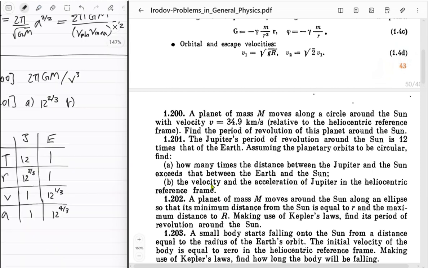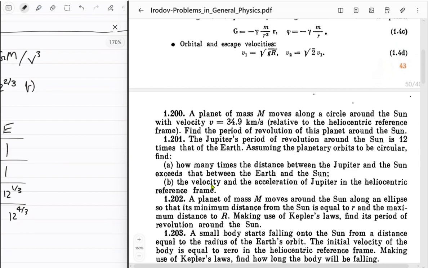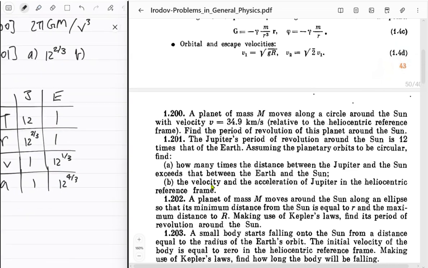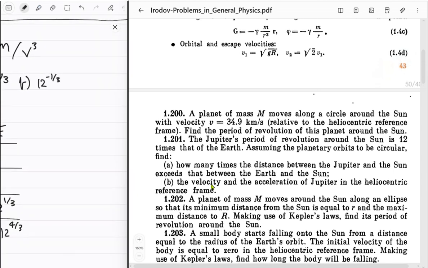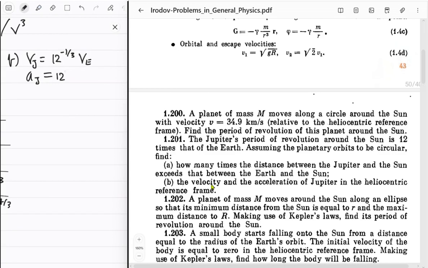So you've got the velocity, no big deal. Oh, okay, this is going to be a bit of a thing, because you've got 1 upon 12 to the power 1/3 times the velocity of Earth, and we don't know what that is. Does that even matter? They didn't give us any values, so we won't give them any values. So it's 12 to the power negative 1/3 times the velocity of Earth, which is equal to the velocity of Jupiter. And the acceleration of Jupiter is just 12 to the power negative 4/3 times the acceleration of Earth. All right, next question.